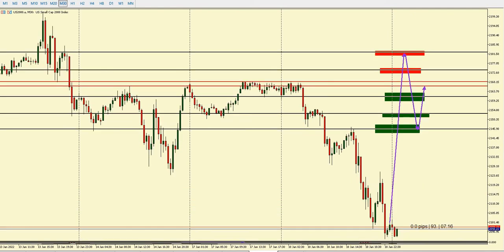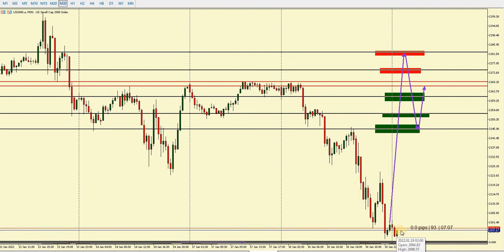So this is Russell 2000. I think that is the US 2000 small cap index. So we are in the selling zone. We need the market from here to rise up past these two red lines in this resistance, and we can sell it.